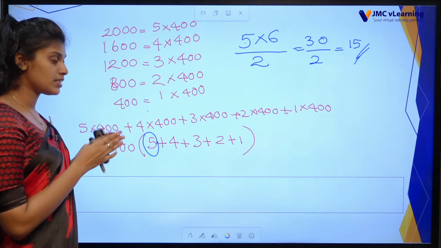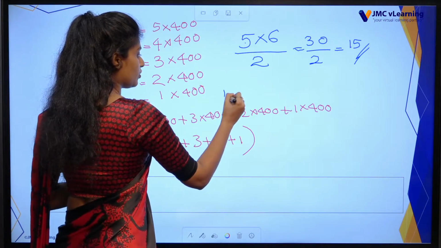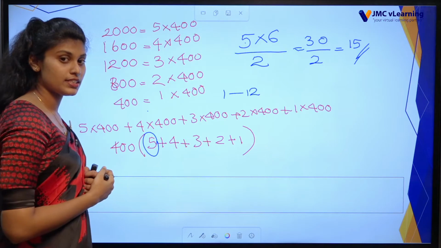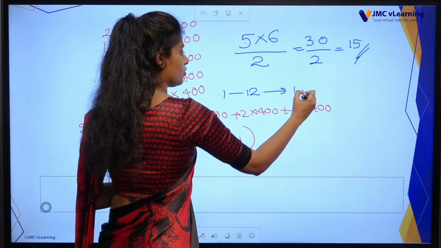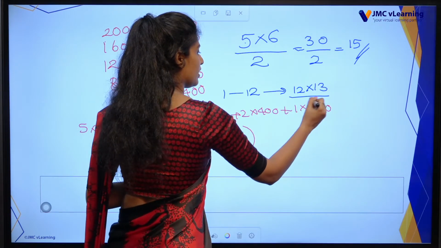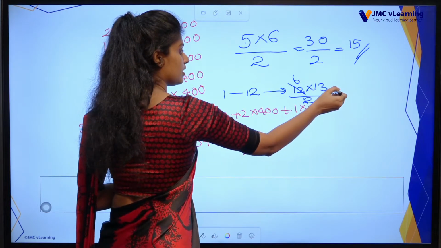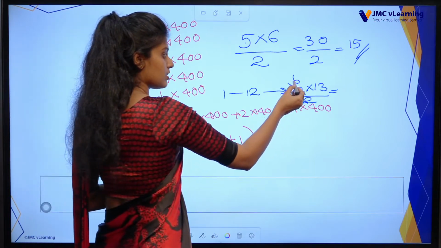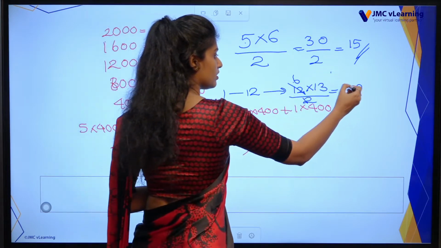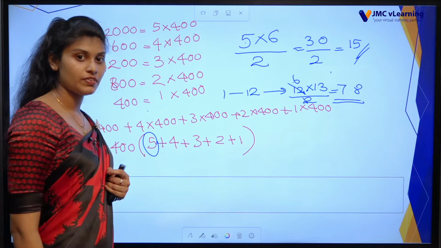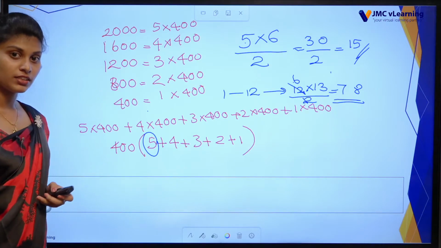Answers are same. In this question we can add them easily, but just think of 1 to 12, 1 to 12 digits, how can you add? Then we can use that method. 12 into 13 divide by 2. Then divide 12 by 2, 6, 13 multiply by 6. 6 into 3, 18, put 8, 1 left, 6 into 1, 6 and 1, 78. Like that way we can take the answer. This is the way to find the month units.